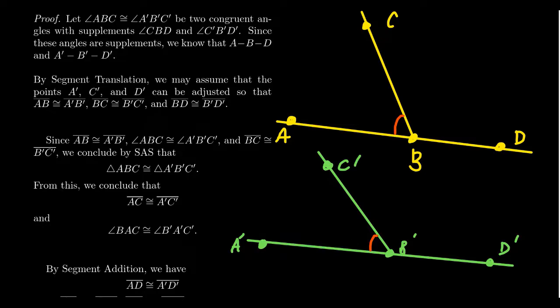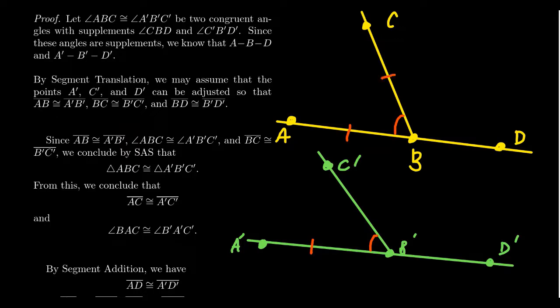assume that the line segments AB and A prime B prime are congruent to each other because of segment translation. In other words, if A prime was too far or too short, we can scooch it in so that it's the same length, so to speak. Now, we don't have a notion of distance or length, but we can get the same principle from segment translation. Without loss of generality, because of segment translation, we can assume that the segment AB is congruent to A prime B prime. By similar reasoning, we can also assume that the line segment BC is congruent to B prime C prime.